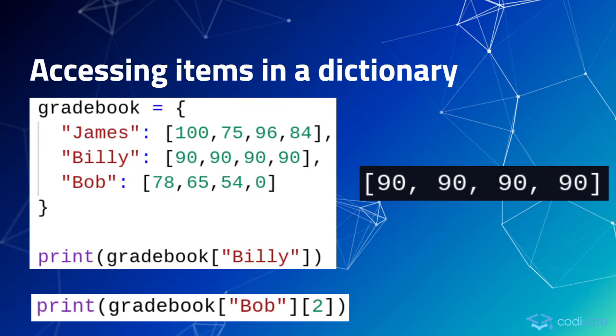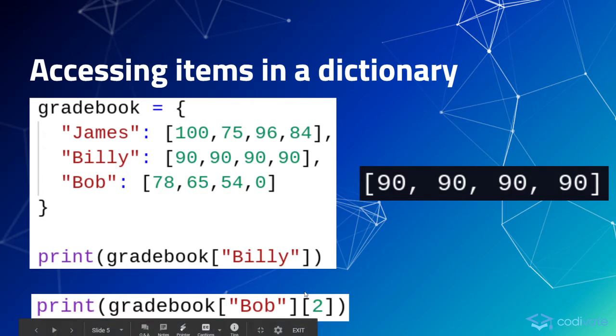Alright, let's go through this problem step by step. We want to print gradebook Bob 2. So what is this doing? In our gradebook dictionary, we are looking for the value that has a key of Bob. Well, which one has a key of Bob? It's this last one here. So you can think of this first part, gradebook Bob, as simplifying to this list, 78, 65, 54, 0.